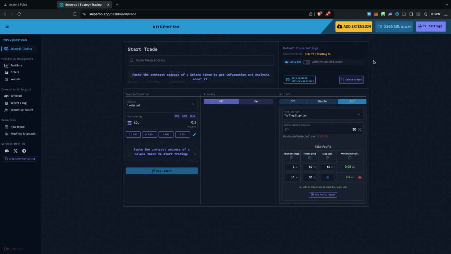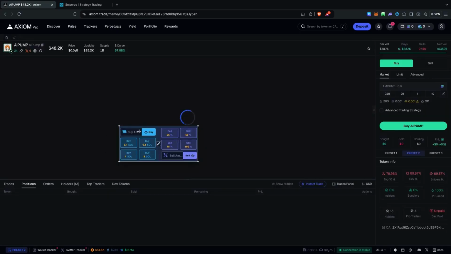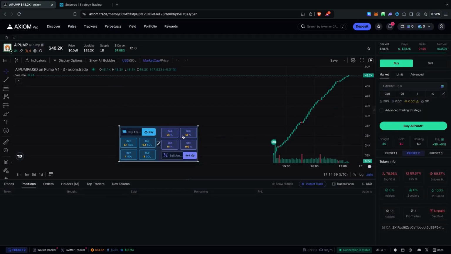So basically this trading bot is going to be incorporated in your browser. This means when you click on Axiom, it's going to be right there with you. This blue feature right over here is for Sniperoo. So it's going to be in browser, and you are going to be putting your funds in Sniperoo.